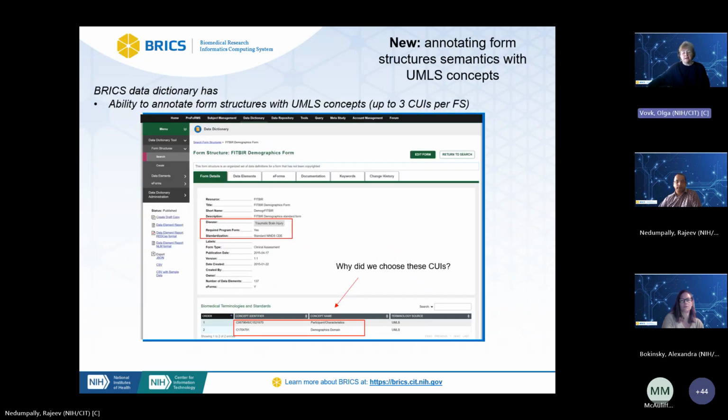The new feature which we implemented is that we started annotating our form structure semantics with UMLS concepts. As with our data elements, we allowed each form structure to be assigned up to 3 concepts. And that poses an interesting problem: how would we assure that the semantics of the form structure is mapped accurately to UMLS? So what we have done for this, next slide, please.